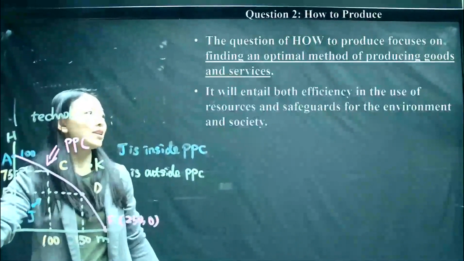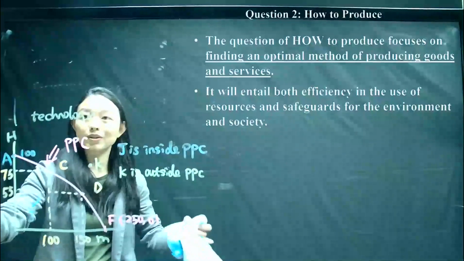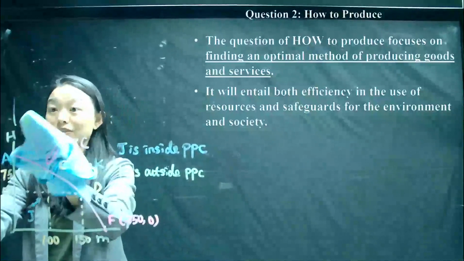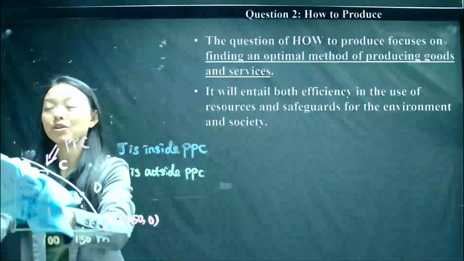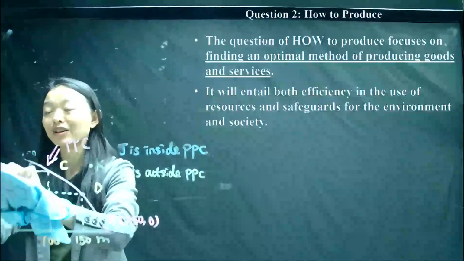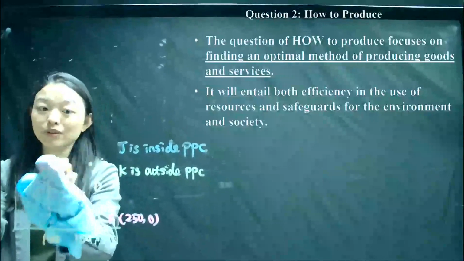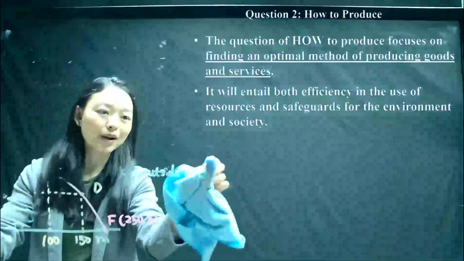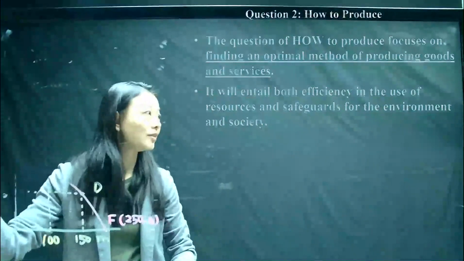So it entails efficiency in the use of resources and safeguards for the environment and society. So we always advocate for sustainable development. We will not sacrifice economics, we will not sacrifice environment or climate just for a one-time economic growth. That is unreasonable, right? And we will talk about the second question in later chapters in detail.